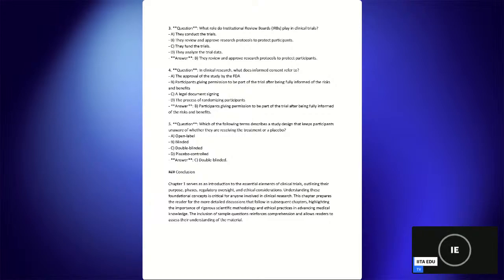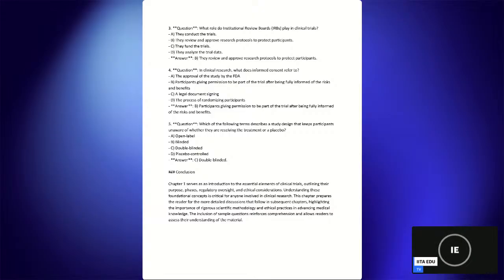Question 4, in clinical trial, what does informed consent refer to? A, the approval of the study by FDA. B, participant giving permission to be part of the trial after being fully informed of the risks and benefits. C, illegal document signing. D, the process of randomizing participants. The answer is B. Participant giving permission to be part of the trial after being fully informed of the risks and benefits. We're going to talk more about informed consent in detail.